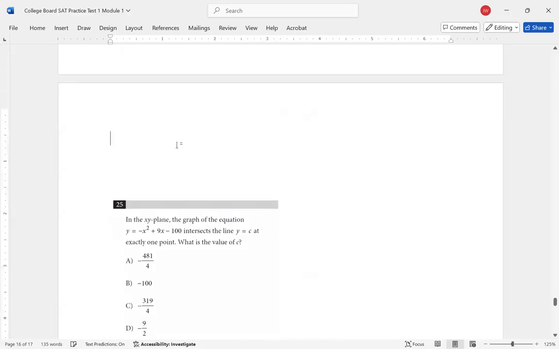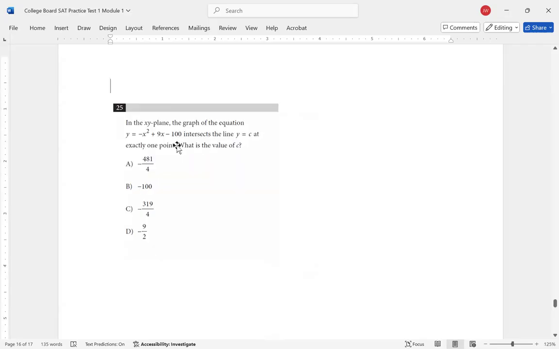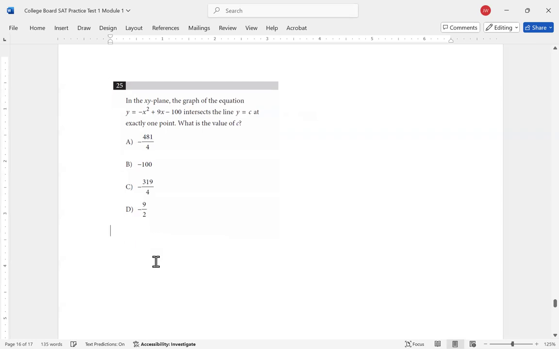Let's look at problem 25. It says in the xy plane, the graph of an equation y equals negative x squared plus 9x minus 100 intersects the line x equals c at exactly 1 point. What is the value of c?